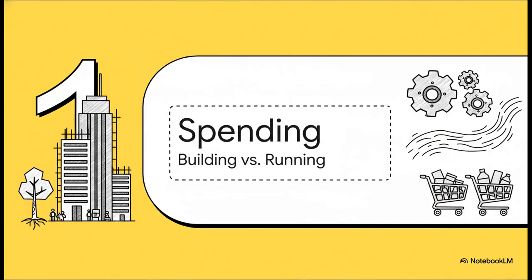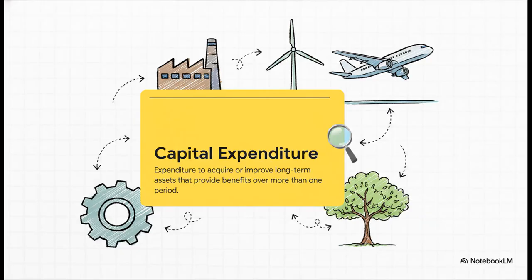All right, let's start with the money going out the door. Pretty much all business spending can be sorted into one of two buckets. And the easiest way to think about it is this. Are you spending money to build your business for the future, or are you spending it just to run the business today? So first up in our building bucket is something called capital expenditure, or what you'll often hear called CapEx. This is the money you spend on the big stuff, the major things that are going to help your business for a long time.